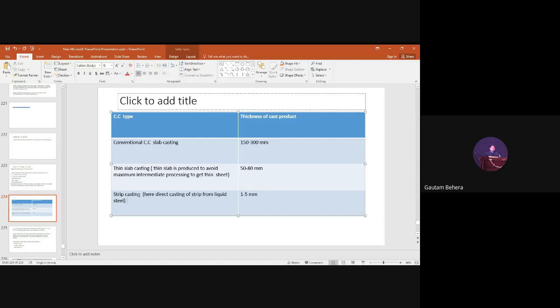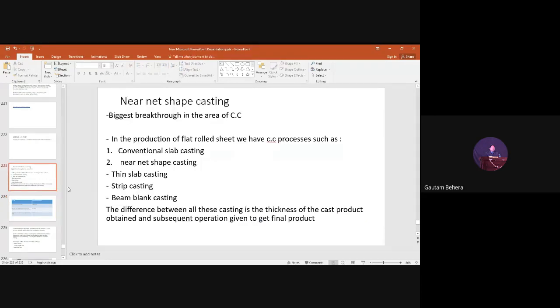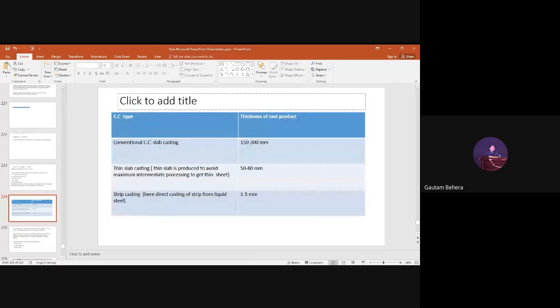And here you can see in strip casting, direct casting of strip from liquid steel is happening, right? That means from the liquid steel we can directly produce a strip, which is very interesting obviously, because if we are generating a cast product, a slab, by using the conventional continuous casting process, then we have to do rolling, again rolling, again rolling. So many intermediate rolling processes and many intermediate heating processes will be done before rolling to get this strip. But here in strip casting, we directly get a strip out of the liquid metal.